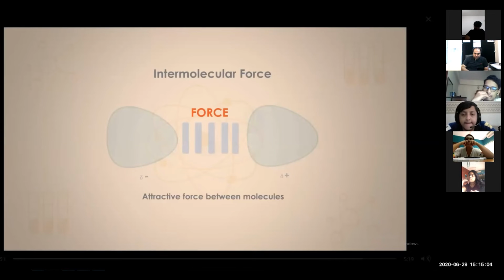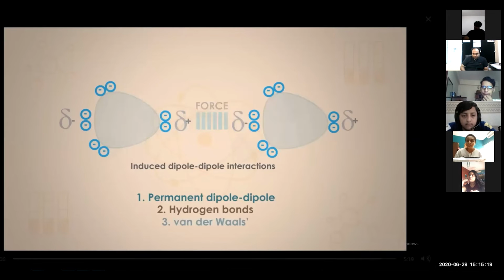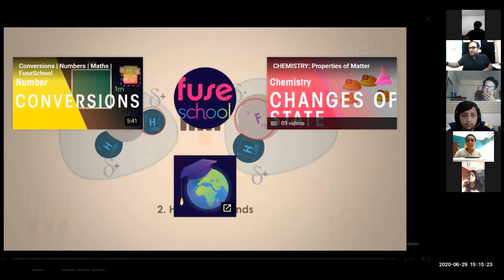So, to recap, an intermolecular force is simply an attractive force between neighboring molecules. The three common intermolecular forces are 1. Permanent dipole-dipole forces, 2. Hydrogen bonds, and 3. Van der Waals forces. Hydrogen bonds exist between a hydrogen atom on one molecule.